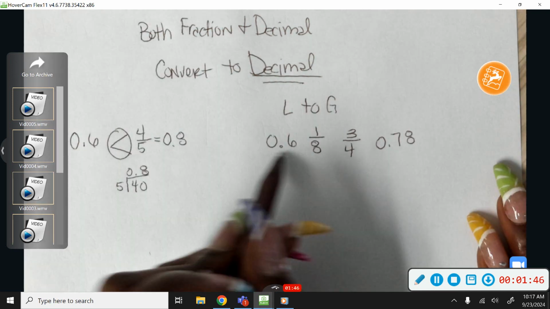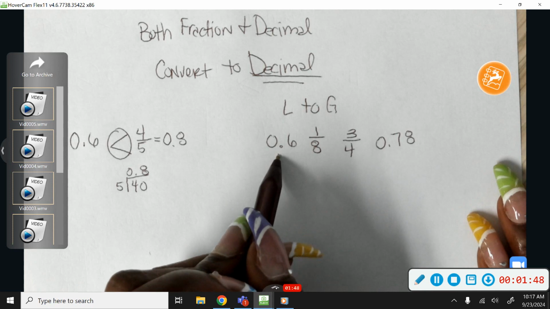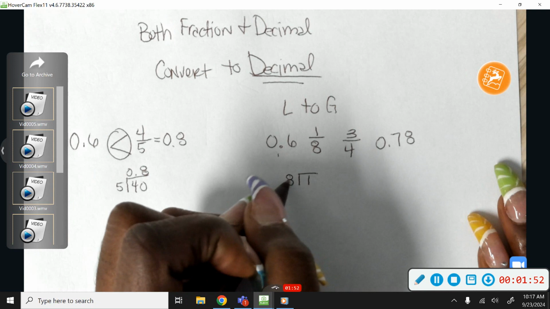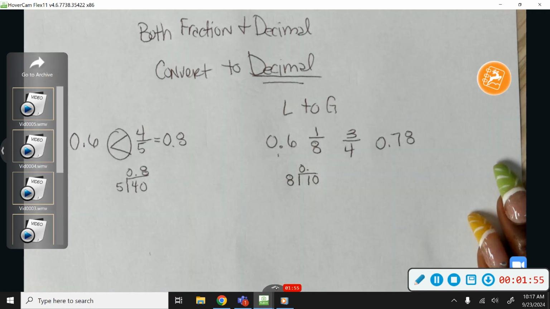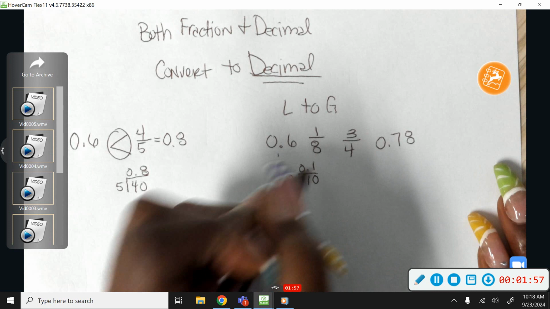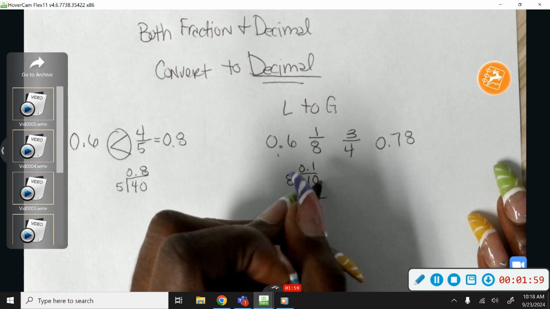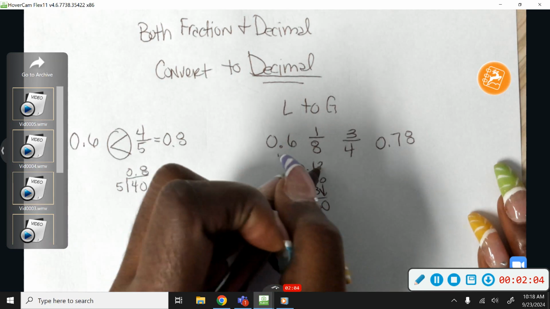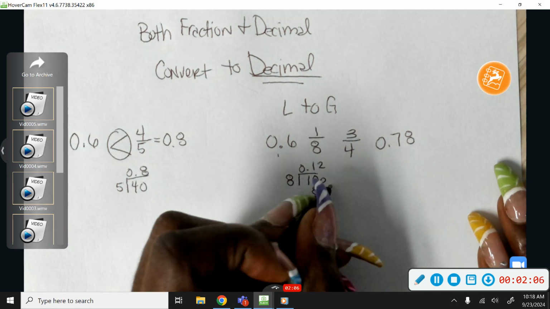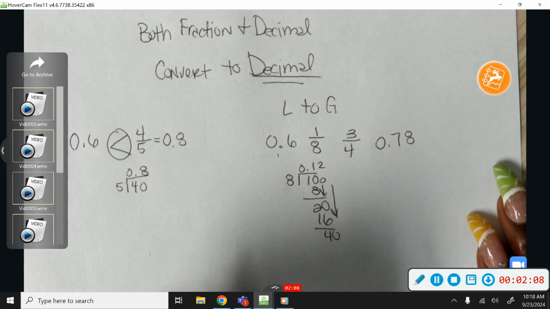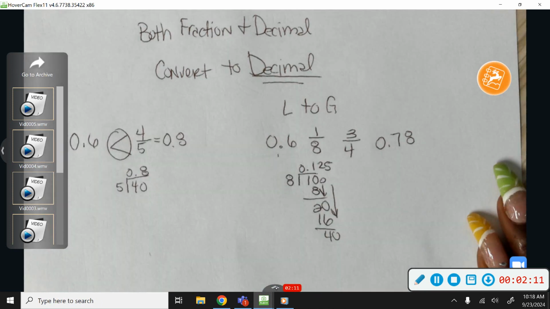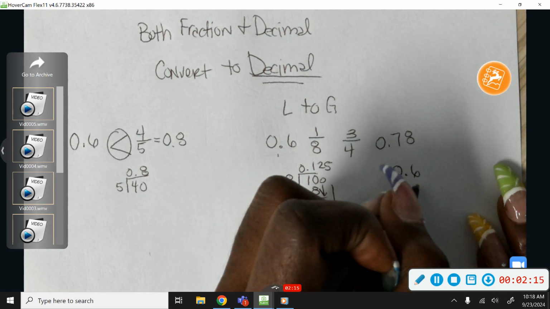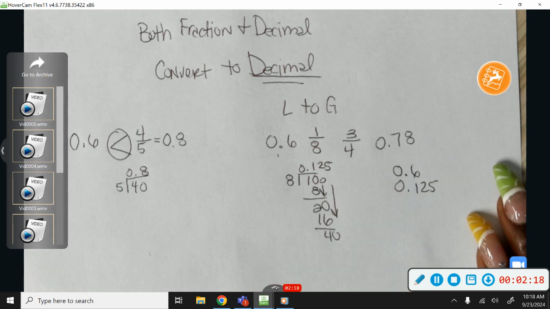So in this case, this is already a decimal, so no need to convert. This one I would have to go top in, bottom out, and divide like I normally would. 8 goes into 10 one time. 2, bring down another 0. 8 goes into 20 2 times, that's 16, and let's go one more time. And it goes in there 5. So therefore, 1/8 is equal to 0.125, or 125 thousandths.